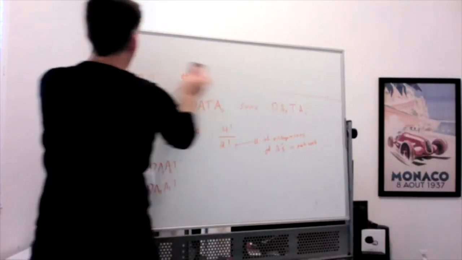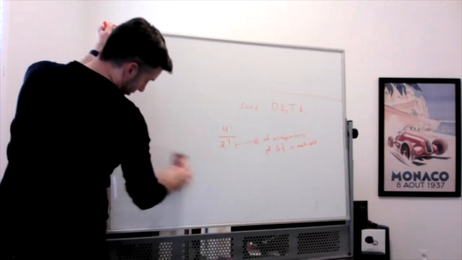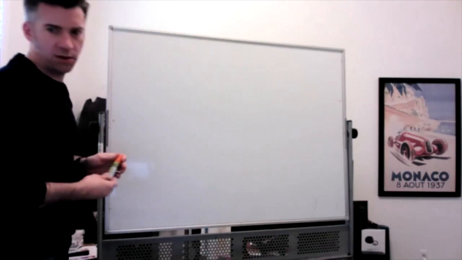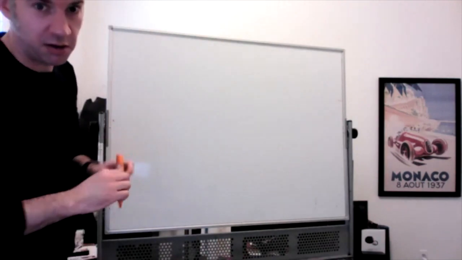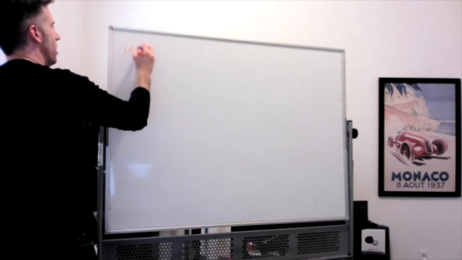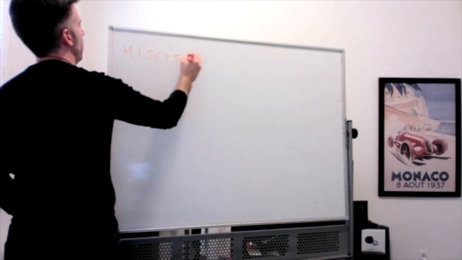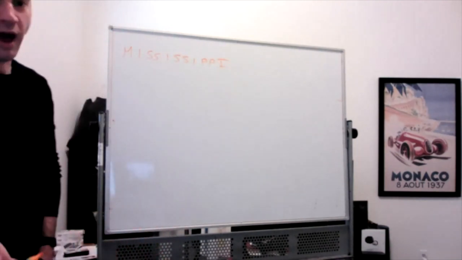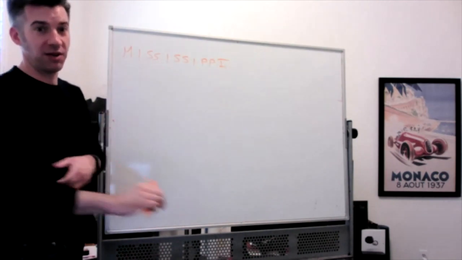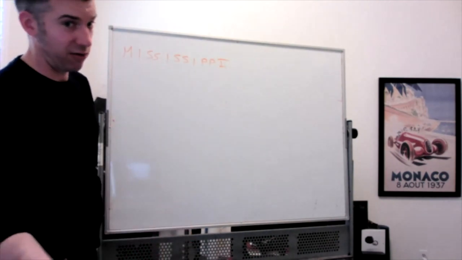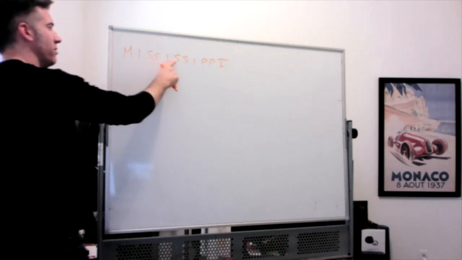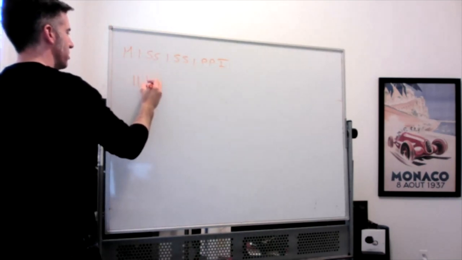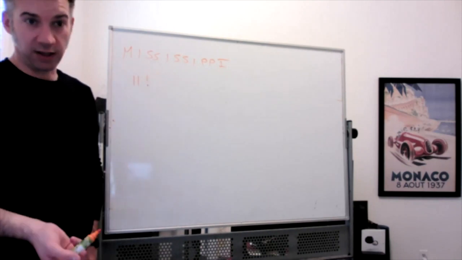So this principle holds for any arrangement of letters. Classic example, Mississippi. M-I-double-S-I-double-S-I-double-P-I. Okay. So how many words can you make with the letters of Mississippi? Well, first of all, how many letters are there? 1, 2, 3, 4, 5, 6, 7, 8, 9, 10, 11. So 11 letters. So there's 11 factorial ways we could arrange them.